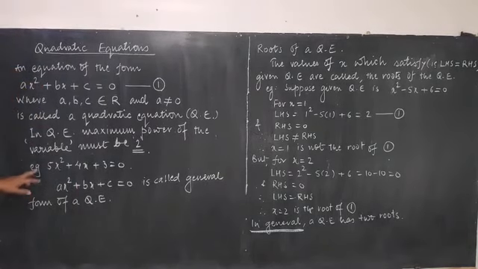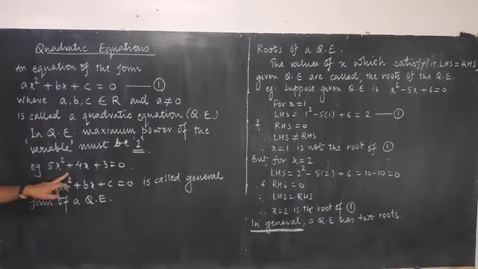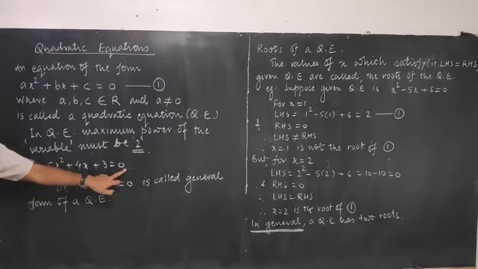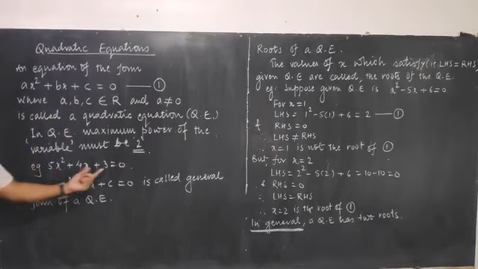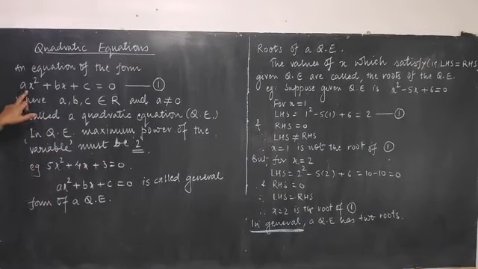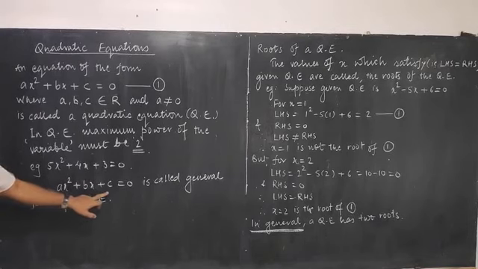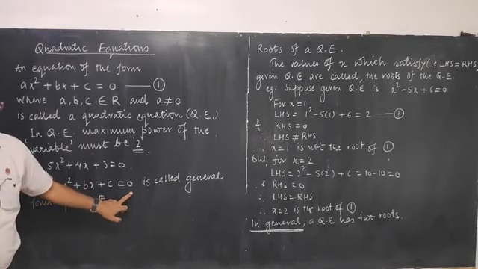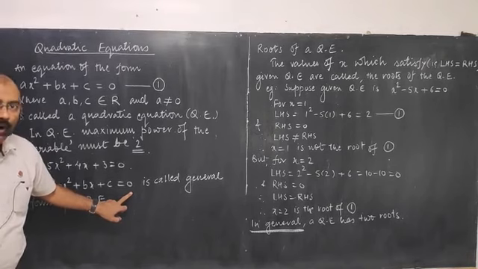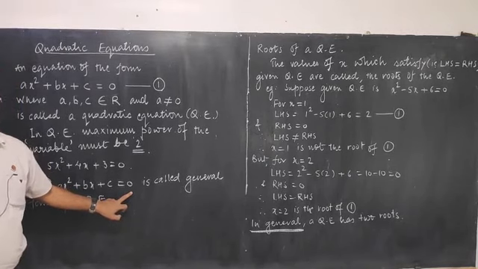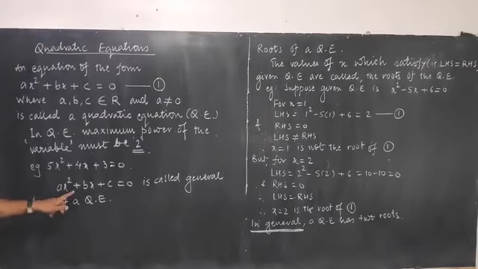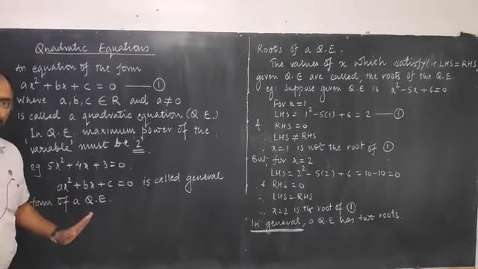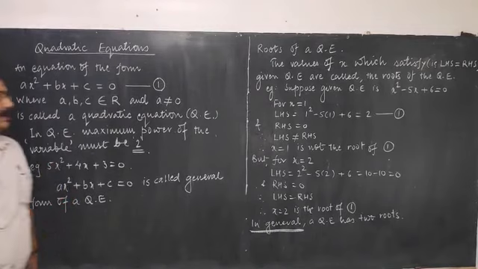One example is given, 5x square plus 4x plus 3 equal to 0, exactly fitting in this form. So this is called a quadratic equation. This equation, ax square plus bx plus c equal to 0, is called the general form of a quadratic equation. You will have some questions where you will have to rewrite the equations in this form, so you should know that this is the general form of the equation.